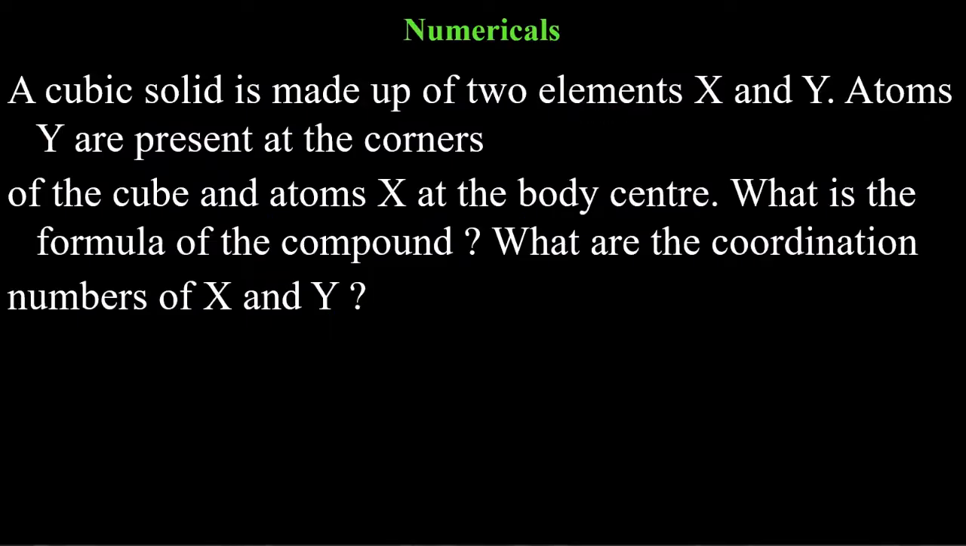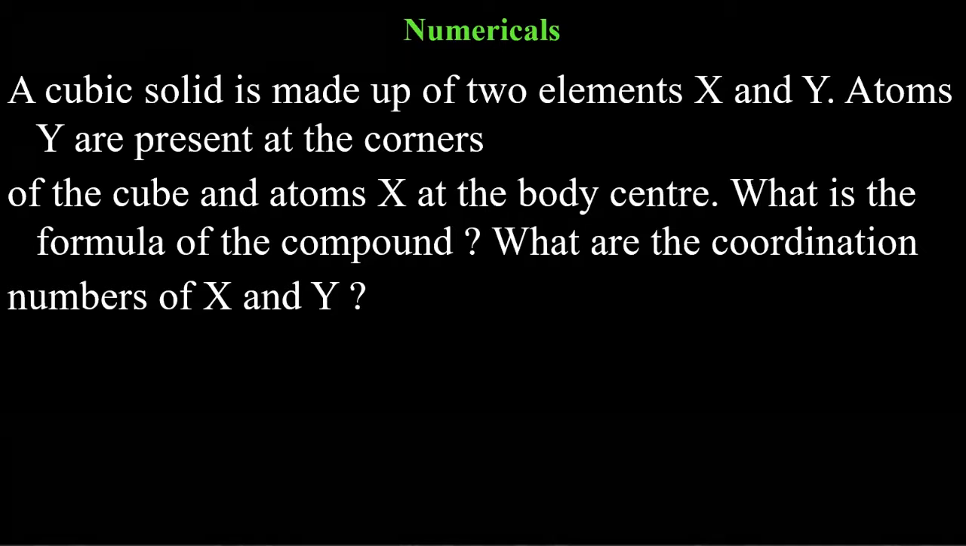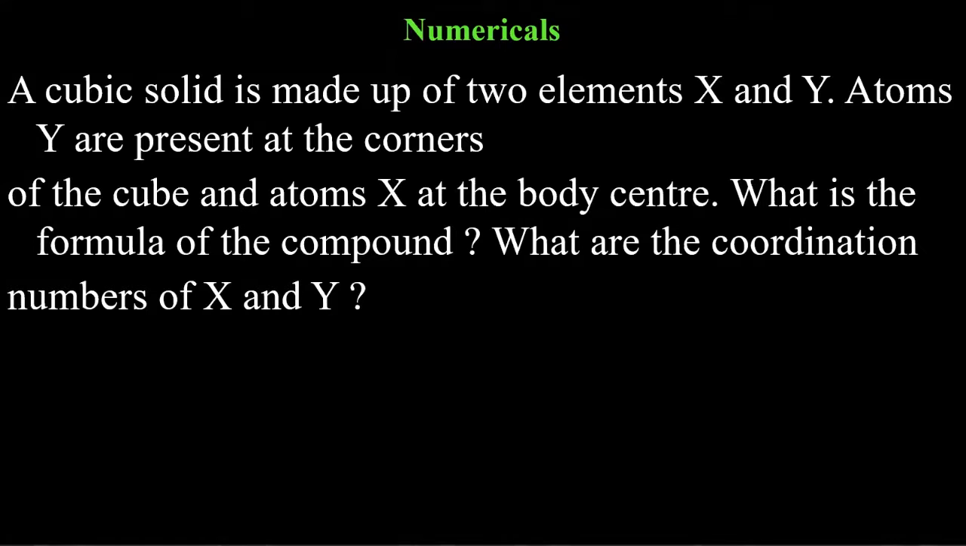A few numericals. You know that you can calculate the effective contribution of the atoms in one unit cell. If they are at the corner, the contribution by one atom will be 1 by 8. Each atom at the corner, 1 by 8. If it is on the face, the contribution will be half. If it is at the edge, it will be 1 by 4, though normally questions on edge are not asked. If it is in the body, then it will be 1, the whole contribution.